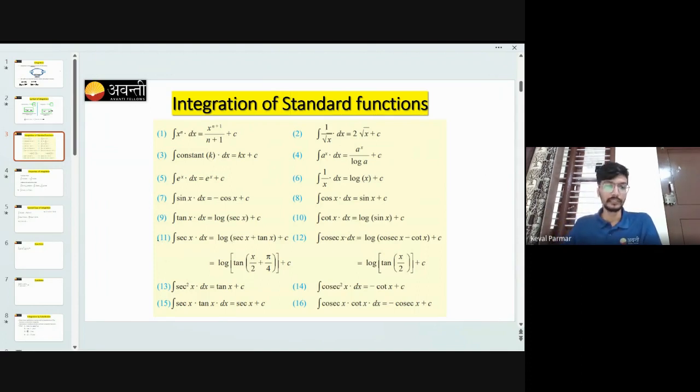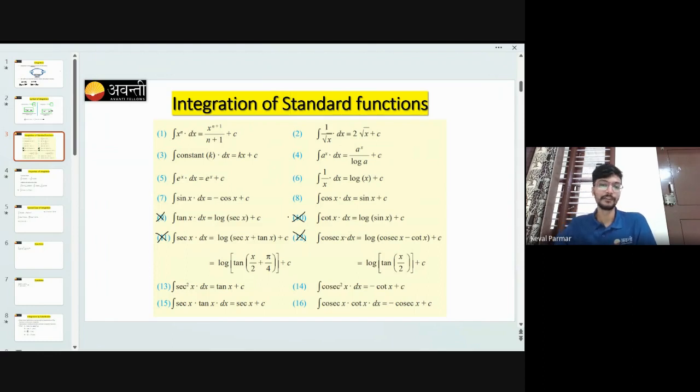These are new: the 11th and 12th, and the 9th and 10th. No need to do these now. We will do them after we study integration by substitution. All these formulae, apart from 9, 10, 11 and 12, are basically from derivatives. Got it? Please go through it.